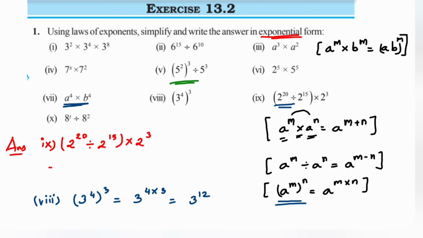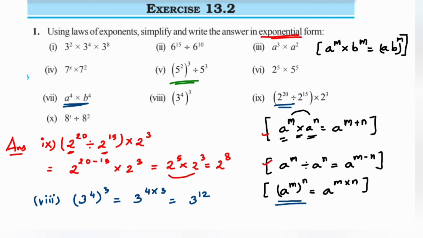So for the brackets, if you see, the bases are same, 2 and 2. We're doing a division operation. It means you have to use the second law, this one. So it will become 2 to the power, the exponents will get subtracted, so 20 minus 15, and you can just write the base same as it is. Now this will be equal to, 20 minus 15 is 5, so 2 to the power 5 multiplied by 2 to the power 3. Again bases are same, powers are different, so you have to use the first law, write the base and then add the powers. So 5 plus 3 will be 8. So answer will be 2 to the power 8.